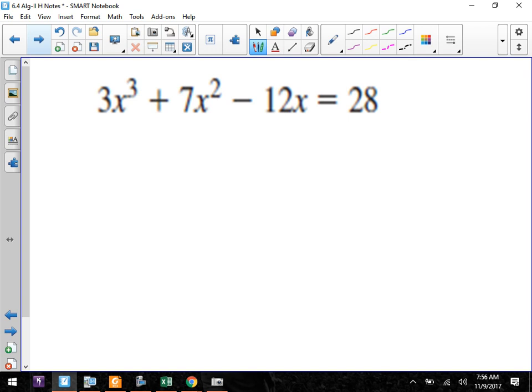Again, as you do that, you'll see that you wind up with 3x cubed plus 7x squared minus 12x minus 28. And I'm going to kind of cheat and do this.